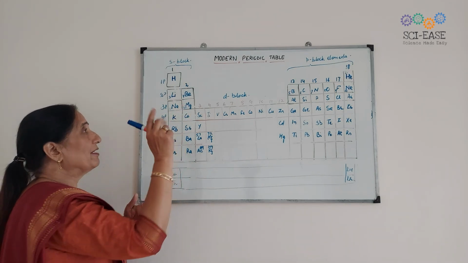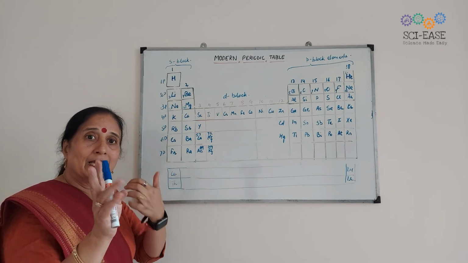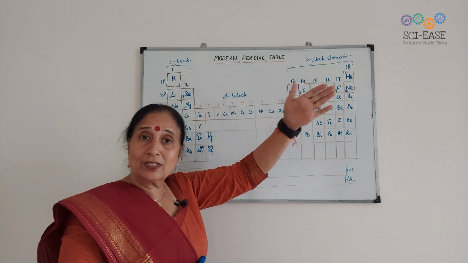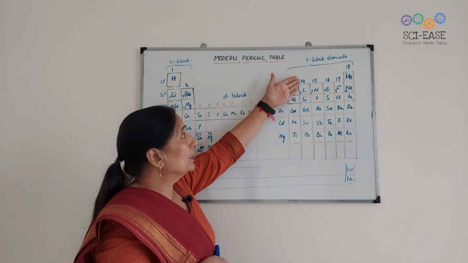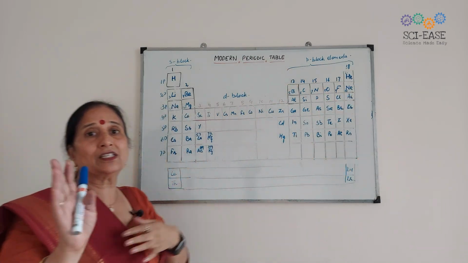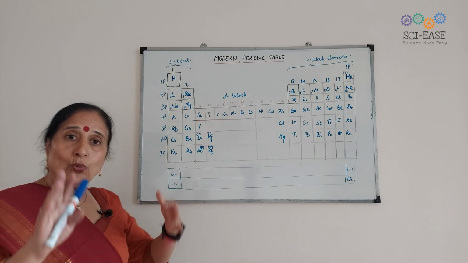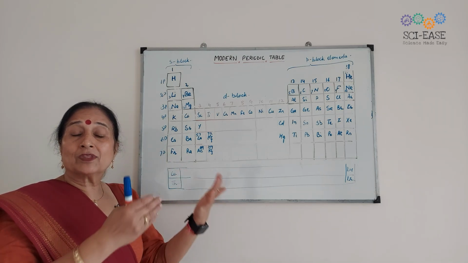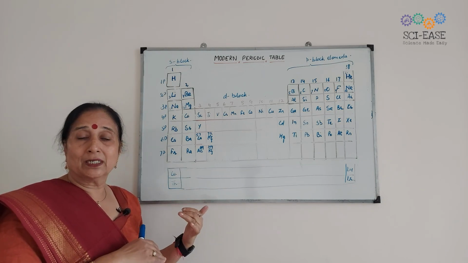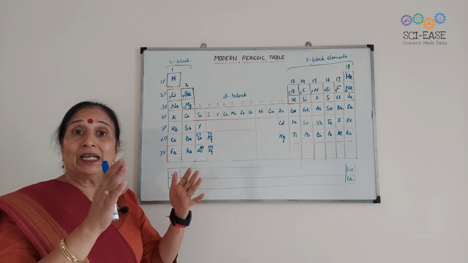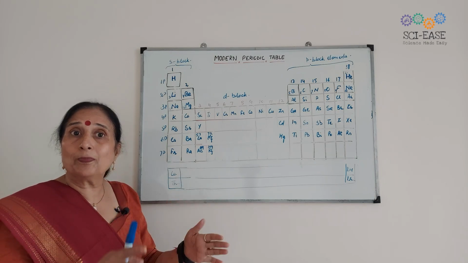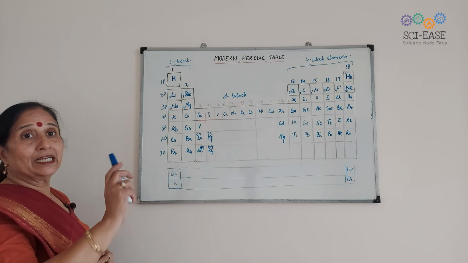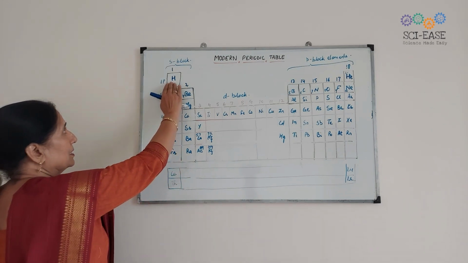Of group 2, they will have 2 electrons in the valence shell. In group 13, they will have 3 electrons in the valence shell. In group 14, they will have 4 electrons in the valence shell and so on. So, valency you can also tell from the group number. Okay, you can tell the valency of the element from the group number. You are to remember all the elements; I will tell you how you can remember.